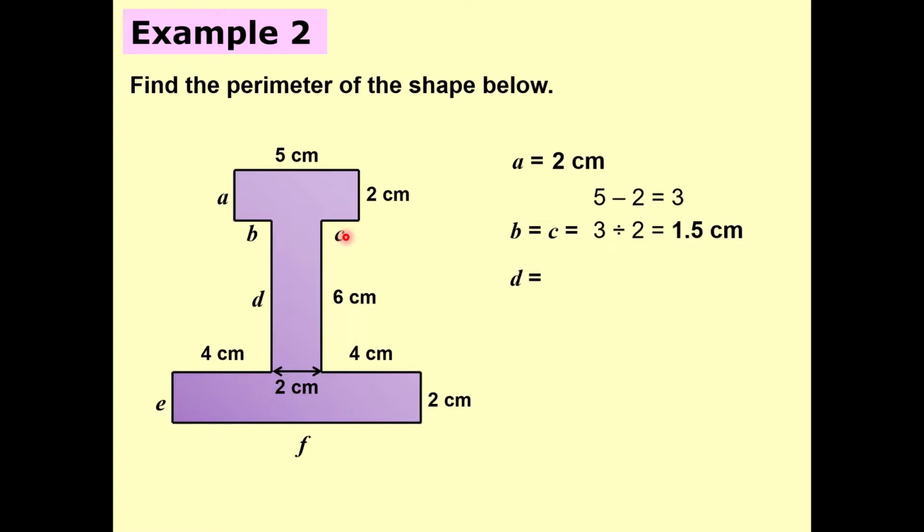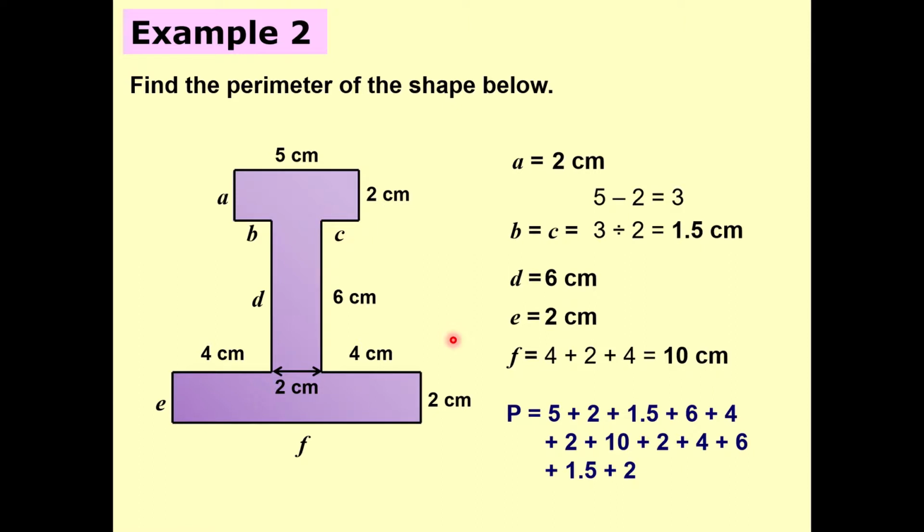And then to work out D, it's the same as what's opposite it, so 6. And then E is quite straightforward, it's the same as 2. And then F is going to be equal to the length from one side to the other, so 4 add 2 add 4 to give us 10 centimeters. And once we've got all the missing sides, we just need to add them all together to give us our total of 46 centimeters.